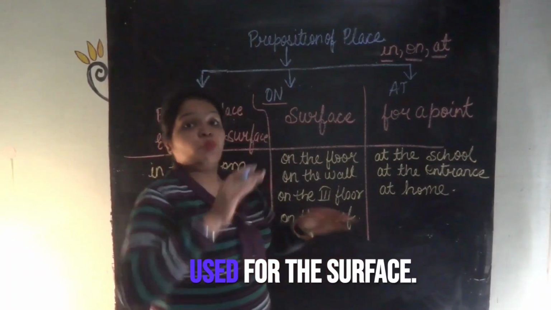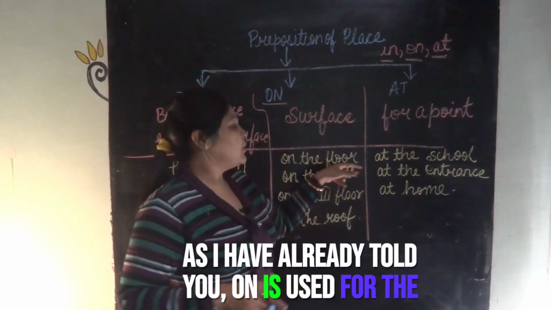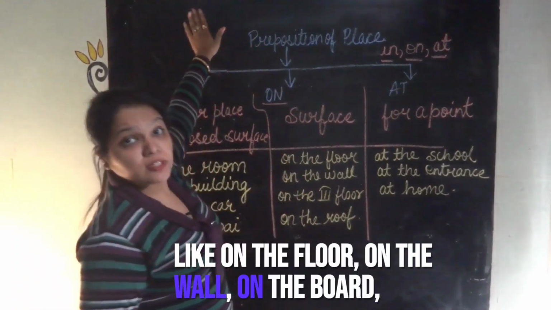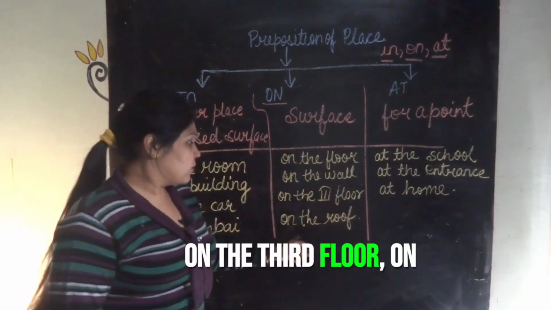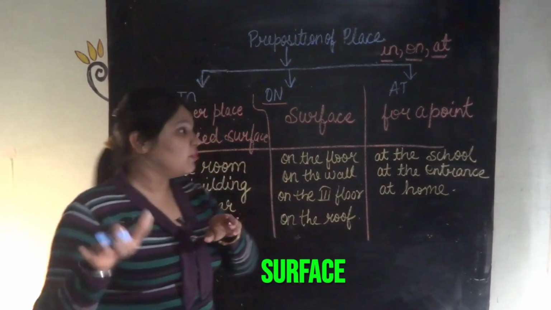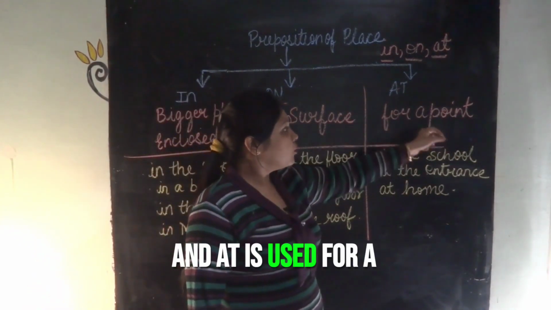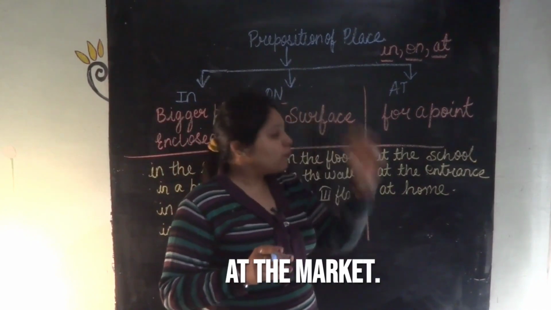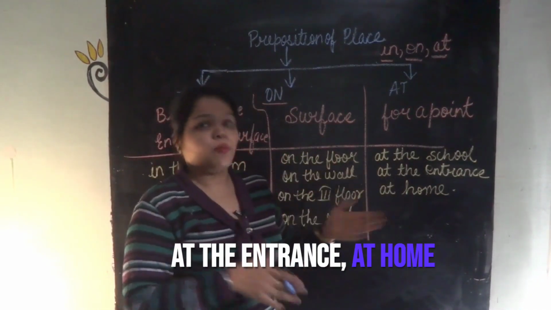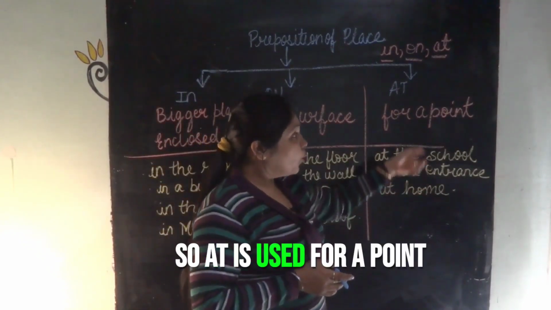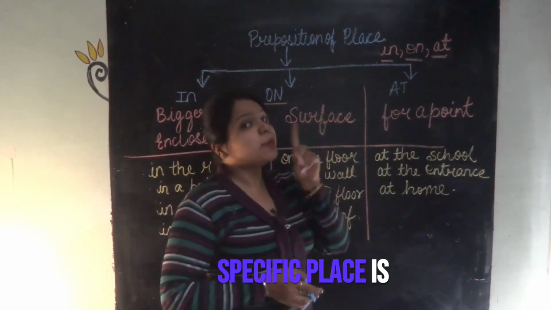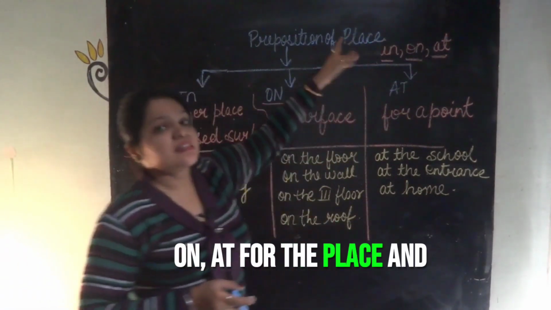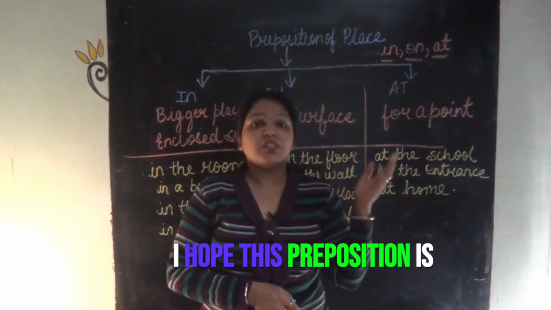And on is used for the surface, as I've already told you. On is used for the surface, like on the floor, on the wall, on the board, on the third floor, on the roof, meaning the surface. And at is used for a point, like at the school, at the mall, at the market, at the entrance, at home, at the doorstep. So at is used for a point of place, meaning the specific place is given to you. So this was the use of in, on, at for place and for time. I hope this preposition is clear to you all.